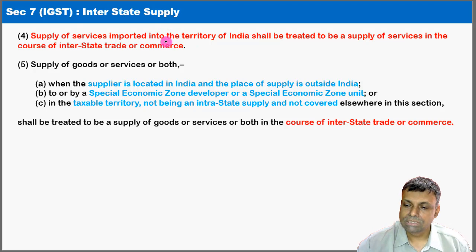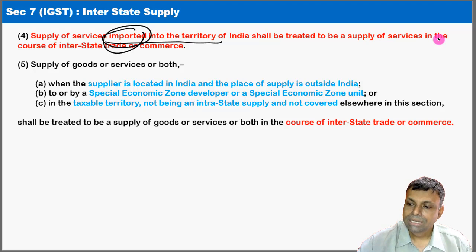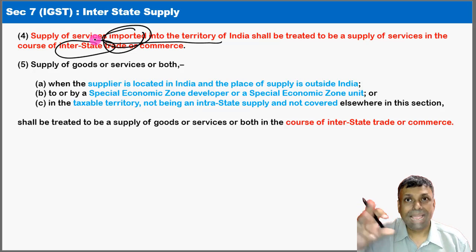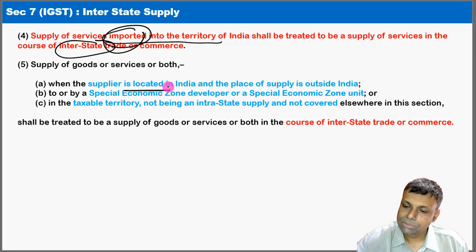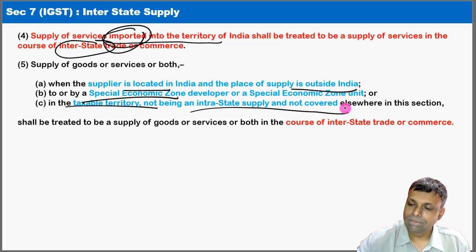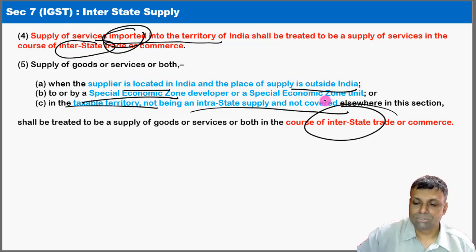Okay, now if there are any services which are imported into the territory, that means again it is a kind of import transaction, it shall be treated as in the course of an interstate supply. So basically the import transaction will be taken as an IGST kind of transaction. Okay. Now in this particular situation where there is an export transaction located outside India, that means supply to the SEZ or taxable territory not being an intrastate supply, it will again be treated as interstate. That's what I just told you. In simple words, it is import-export transactions which will be treated as your interstate supply of services.